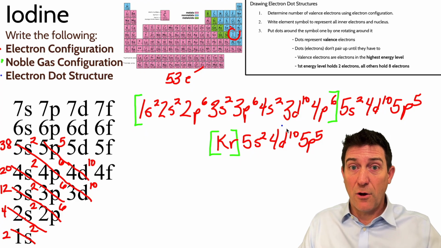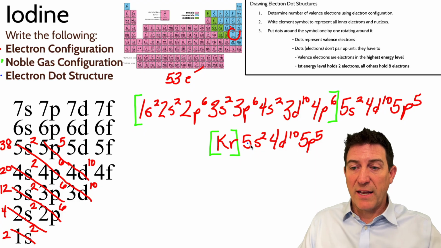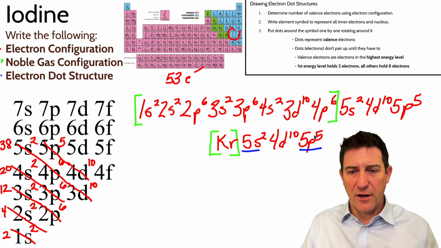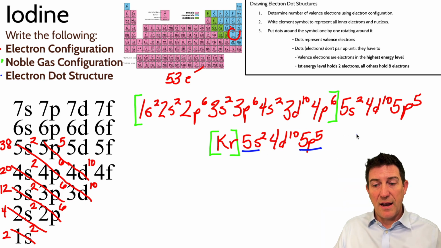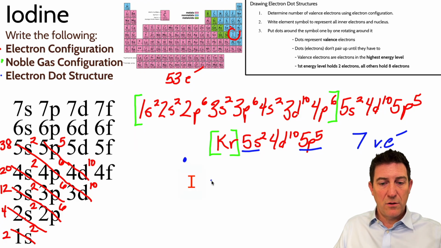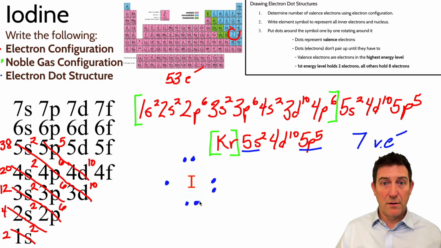Next one we need to do is electron dot structure. To do that, we need to know how many valence electrons. I can look at either one of these, but let's just go to our noble gas. Look, I've got 5th energy level and 5th energy level. Why aren't they in order? Because they didn't fill up in order. But we're looking for the highest energy level. We can see it there. And how many? We have 7 valence electrons in that energy level. Okay, well, let's draw it out. 1, 2, 3, 4, 5, 6, 7.